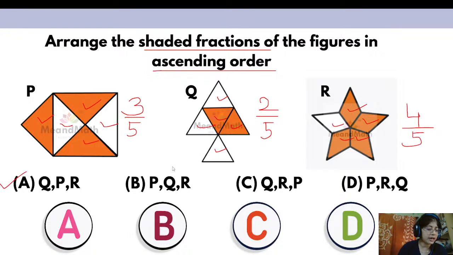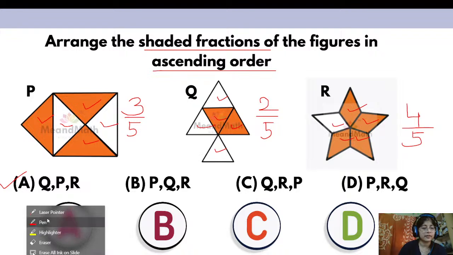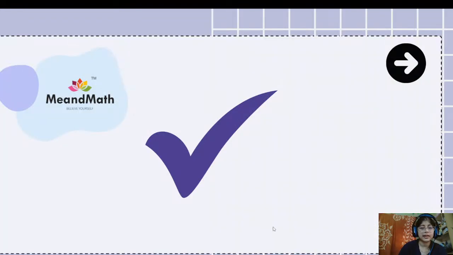Yes, so I can see you all have written the fractions also. Very, very good. That's great. QPR. Yes, Modipta. A. So let's check for A. Yes, absolutely correct. So option A, QPR is absolutely correct.